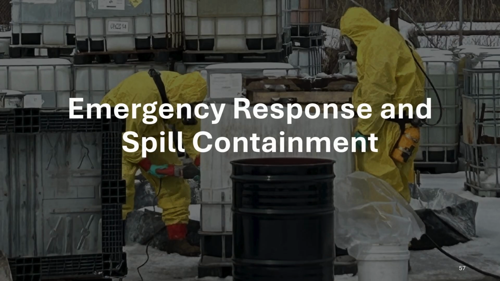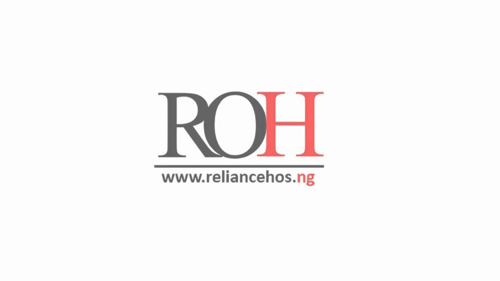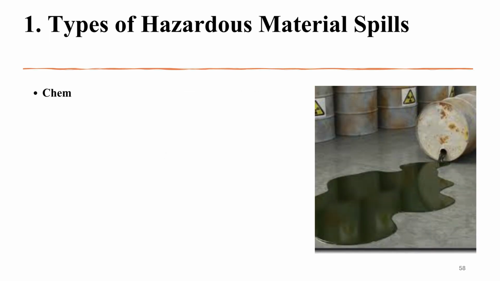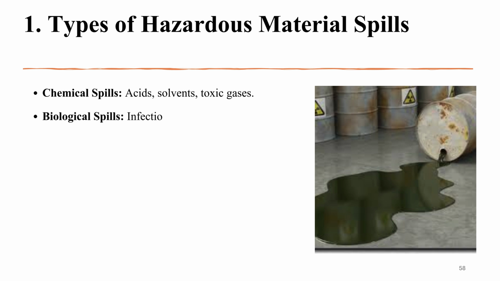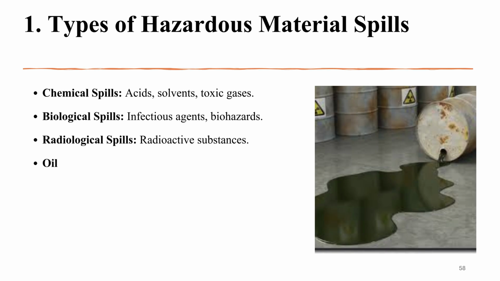Emergency response and spill containment. 1. Types of hazardous material spills. Chemical spills: acids, solvents, toxic gases. Biological spills: infectious agents, biohazards. Radiological spills: radioactive substances. Oil and petroleum spills: fuel, lubricants, industrial oils.